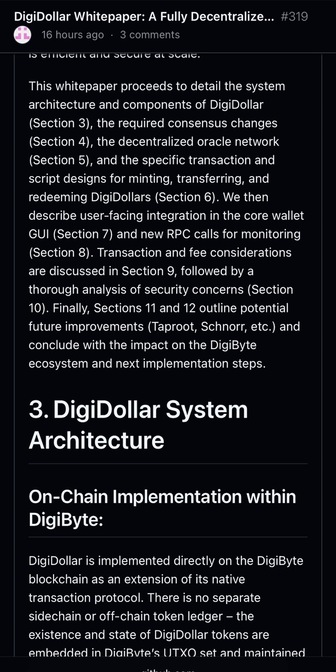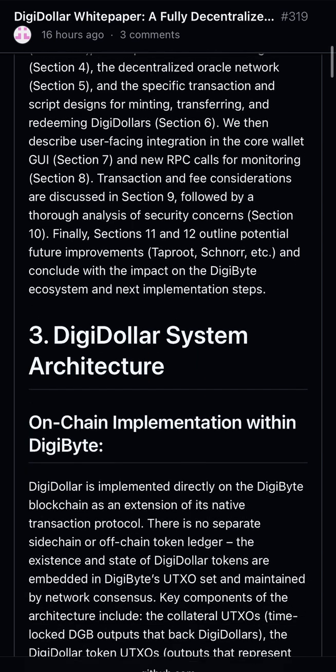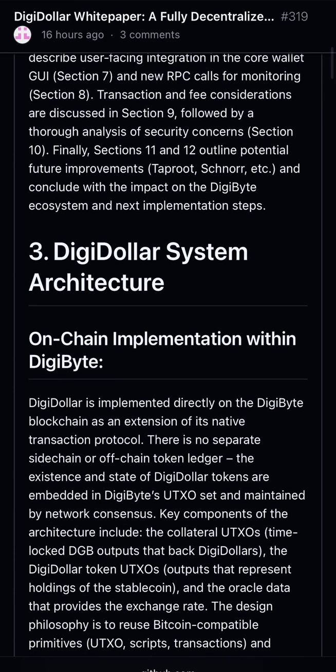Section 3, the required consensus changes. Section 4, the decentralized Oracle network. Section 5, and the specific transaction and script designs for minting, transferring, and redeeming DigiDollars. Section 6. We then describe user-facing integration in the core wallet GUI. Section 7, and new RPC calls for monitoring. Section 8. Transaction and fee considerations are discussed in Section 9, followed by a thorough analysis of security concerns. Section 10. Finally, Sections 11 and 12 outline potential future improvements, Taproot, Schnorr, etc., and conclude with the impact on the DigiByte ecosystem and next implementation steps.